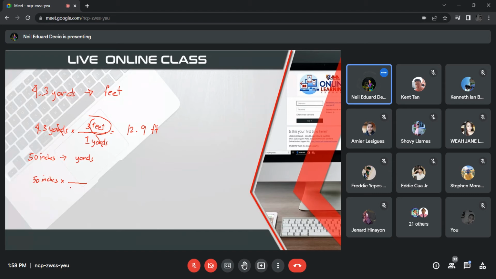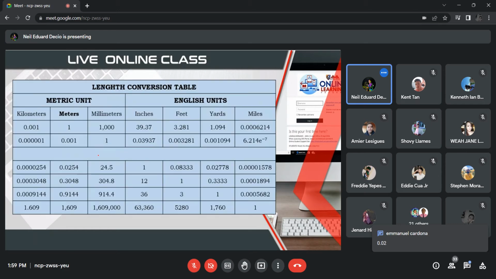So 1 yard or 1 inch is equal to how many yards? How many yards is it? Yung 1 inch. Nandito ba sa table? Yes, sir. Yan, so 1 inch.